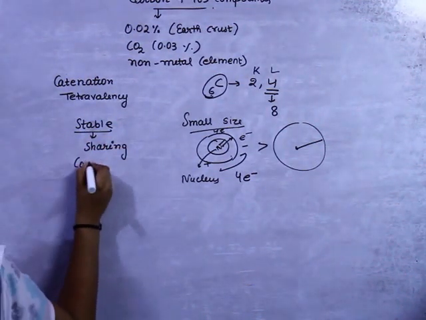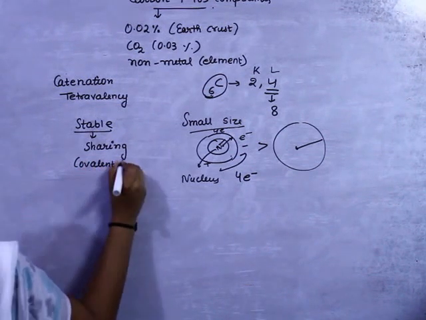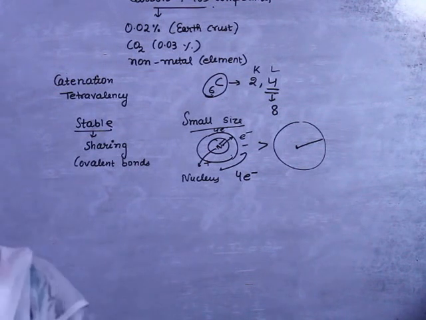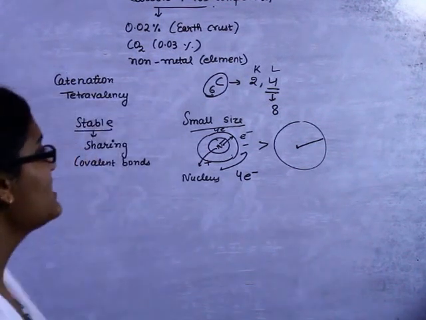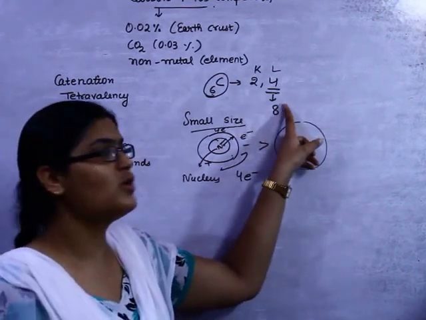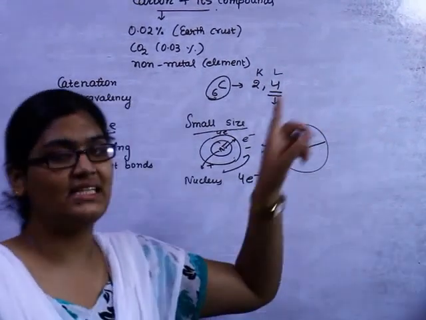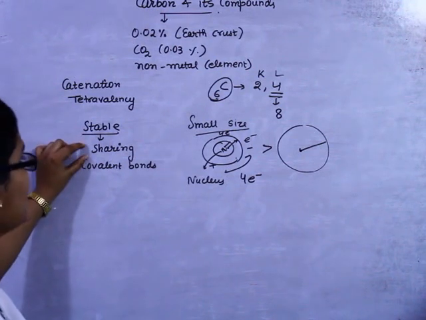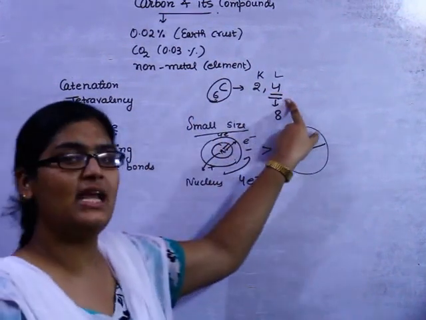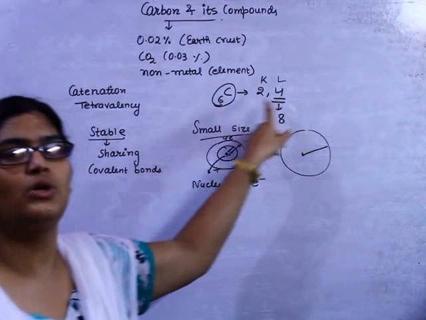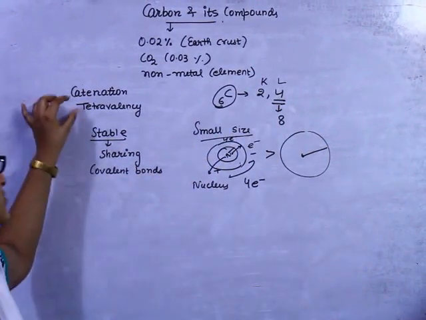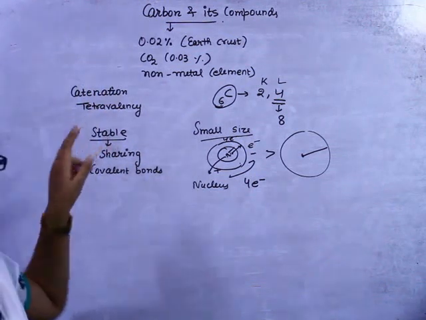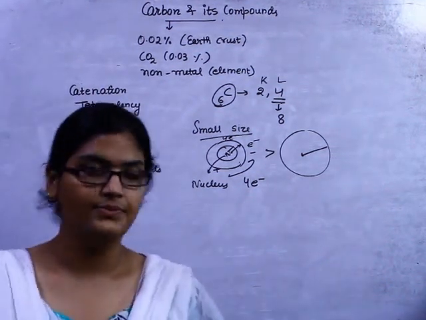Sharing means covalent bonding. So carbon makes covalent bonds. What is the reason behind that? It neither donates 4 electrons nor accepts 4 electrons. It can only do sharing. This property of having 4 electrons in its outermost shell to do sharing is called tetravalency. So that's why carbon is called a tetravalent atom.